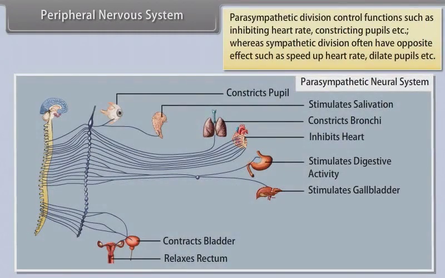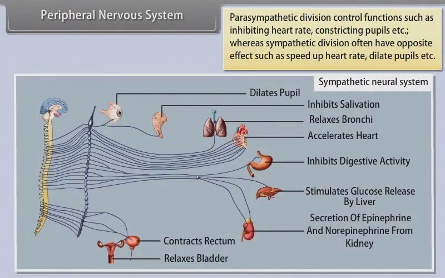Parasympathetic division controls functions such as inhibiting heart rate, constricting pupils, etc., whereas sympathetic division often has the opposite effect, such as speeding up heart rate, dilating pupils, etc.